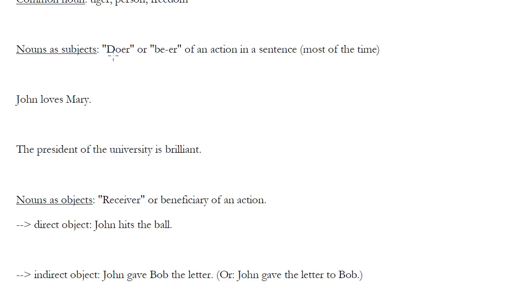Now, nouns as subjects. The subject of the sentence is often, but not always, the doer or the bearer of an action in that sentence. This is true most of the time. We're going to see later with something called the passive voice that this isn't always true. With the passive voice, the subject of the sentence is not the doer. So for this sentence, what is the subject? John loves Mary. Well, John is the doer of the action. He is the person who's doing the loving. So he is the subject. So we would label this as the subject.